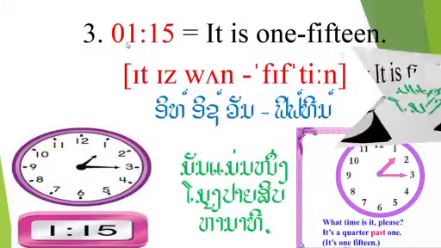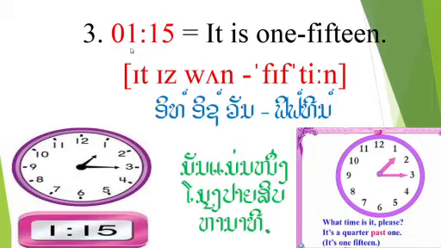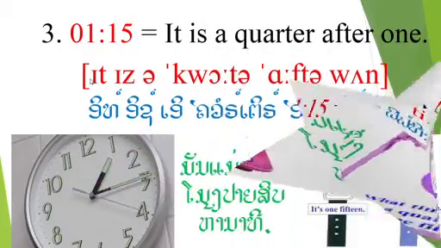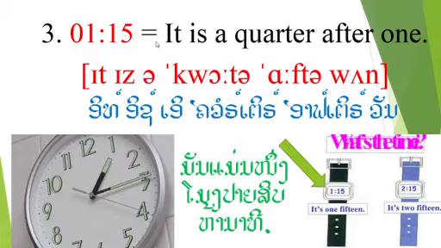Continue to number 3. 1:15 is equal in an English sentence to: It is 1:15. It is 1:15. Continue to the next one.